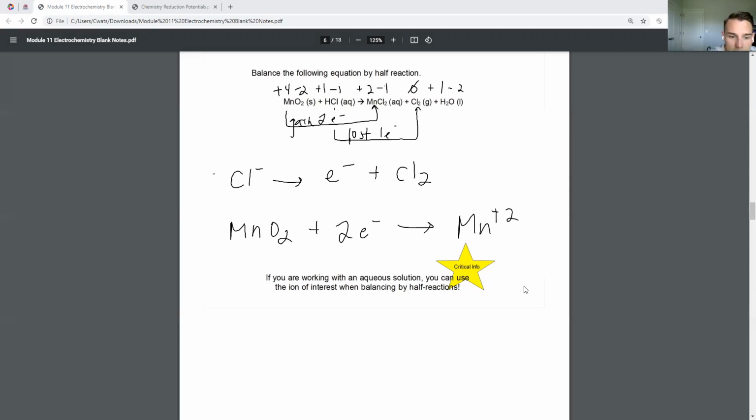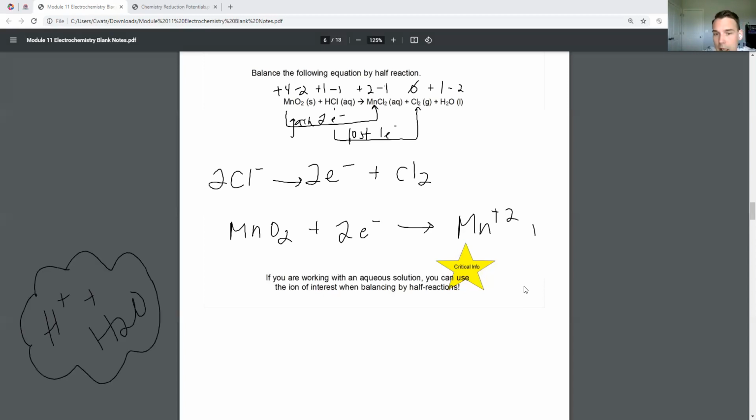So to balance this one, I'm going to put a 2 here and a 2 here. That balances the number of chlorines on both sides and the charge on both sides. For the bottom one, I have 1 manganese. I have 2 oxygens. When you do this, you can use hydrogen ions and water to help balance.